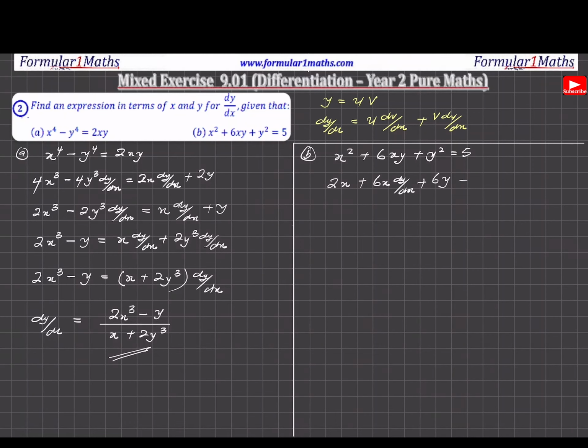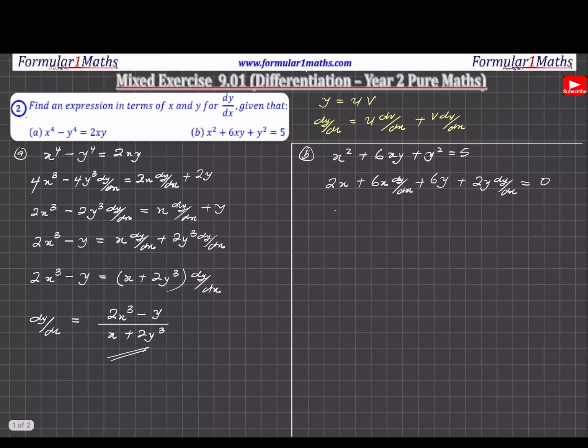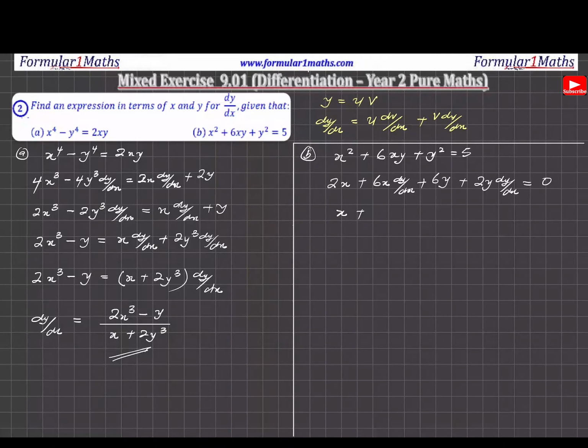So plus y, and differentiating the 6x, you get 6. Plus, use the chain rule to differentiate y squared, I'll get 2y dy/dx, is equal to, if you differentiate 5, because it's a constant, you get 0. I'm going to divide every term by 2 to simplify the equation. If I divide by 2, I'm going to get x plus 3x dy/dx plus 3y plus y dy/dx equals 0.